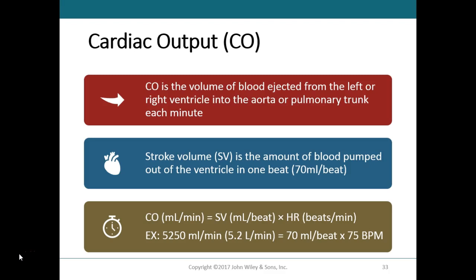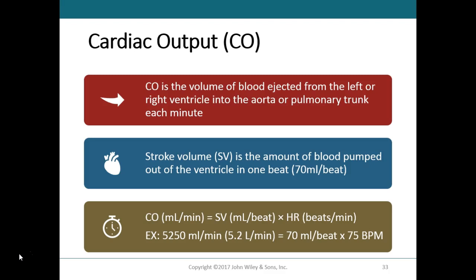So if you notice, this is about the total blood volume. Remember, we talked about total blood volume back at the beginning of our discussion on blood, and it was somewhere between 4 and 5 liters in an average female, and 5 to 6 liters in an average male. So at 5.2 liters per minute, we're basically sending all of our blood through our pulmonary and systemic circulations every minute.